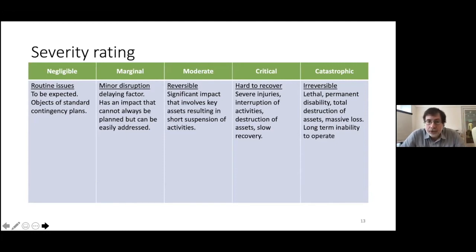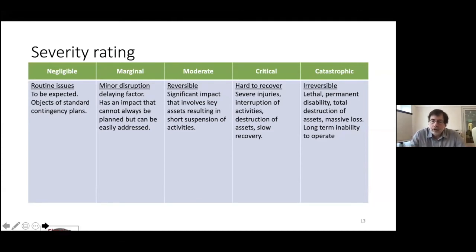It's a routine issue, okay? It's to be expected. And that's why we have contingency planning. So I would like to illustrate these levels of impact with an example. Let's assume you're managing a transport company by truck, okay?